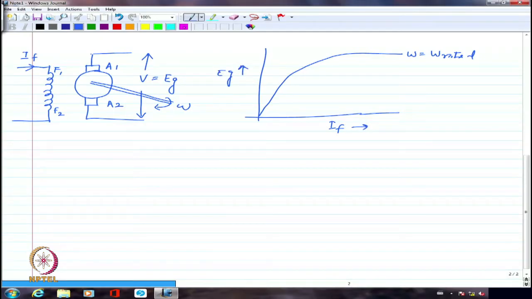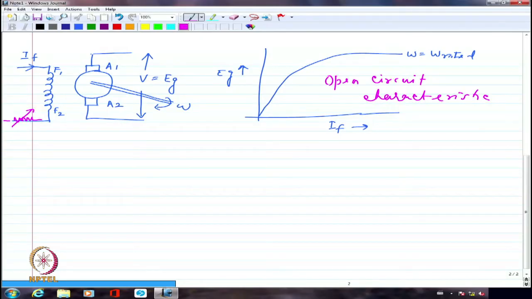So we call this the open circuit characteristic. That is here. I may have a resistance connected in series if I want a variation in the field current. Maybe I should show a very, very small voltage. It is not starting from the origin. I should have a small voltage.